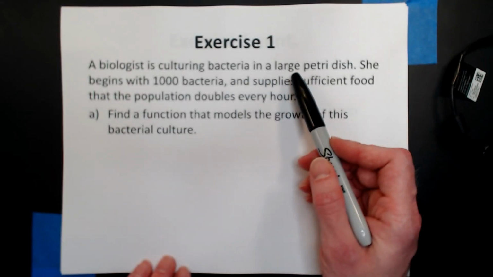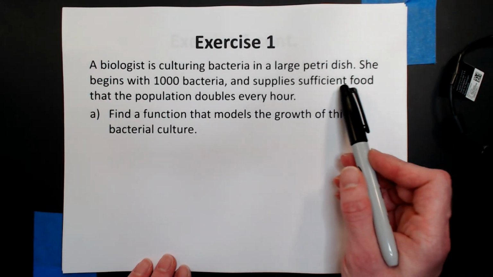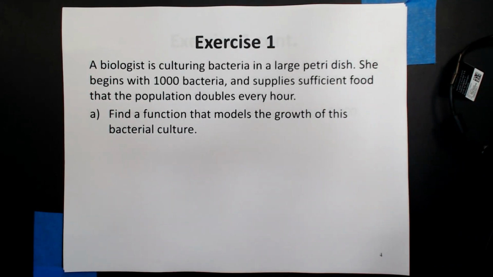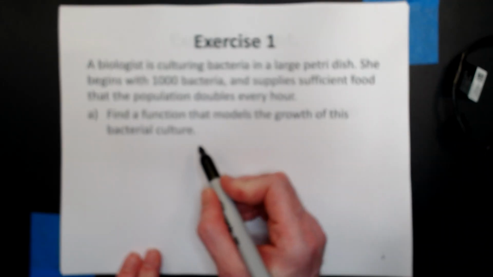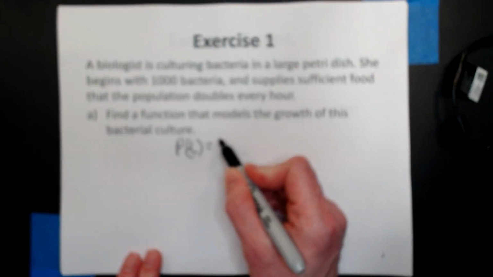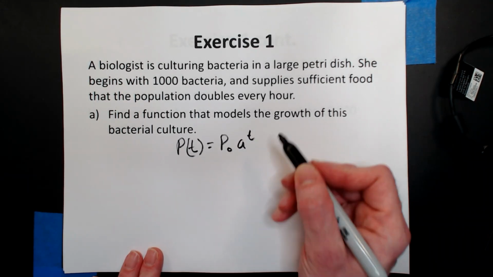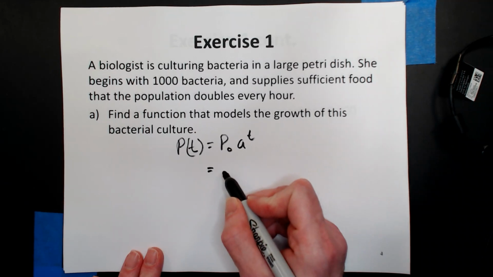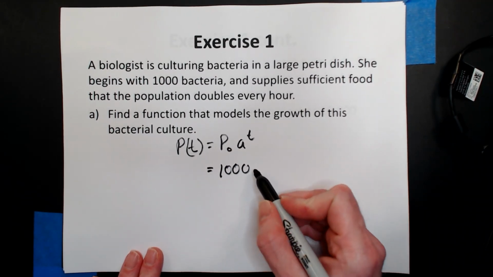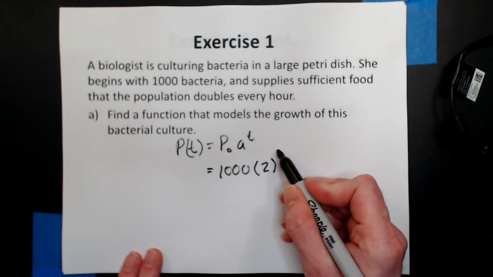A biologist is culturing bacteria in a large petri dish. She begins with 1,000 bacteria and supplies sufficient food for the population to double every hour. Find a function that models the growth of this bacterial culture. So basically, we're in the form P(t) equals P sub 0 times A to the t power. We said the initial would be 1,000 bacteria, and we said it would double, so A is going to be 2. It's going to double every hour.